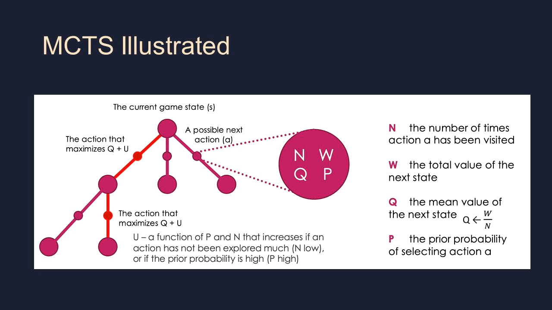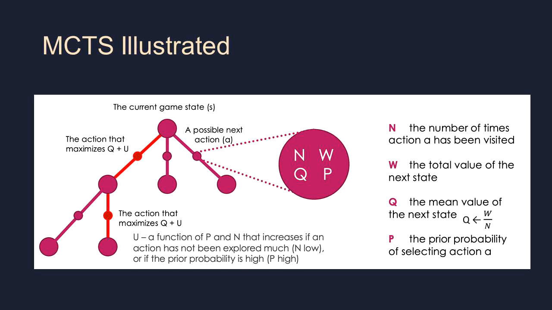Now we come to the Monte Carlo tree search. So the search is based on the current game state, right? For example, here we have three possible moves. Then we're going to choose the move that has the ability to maximize Q plus U. First, we'll talk about what Q is.